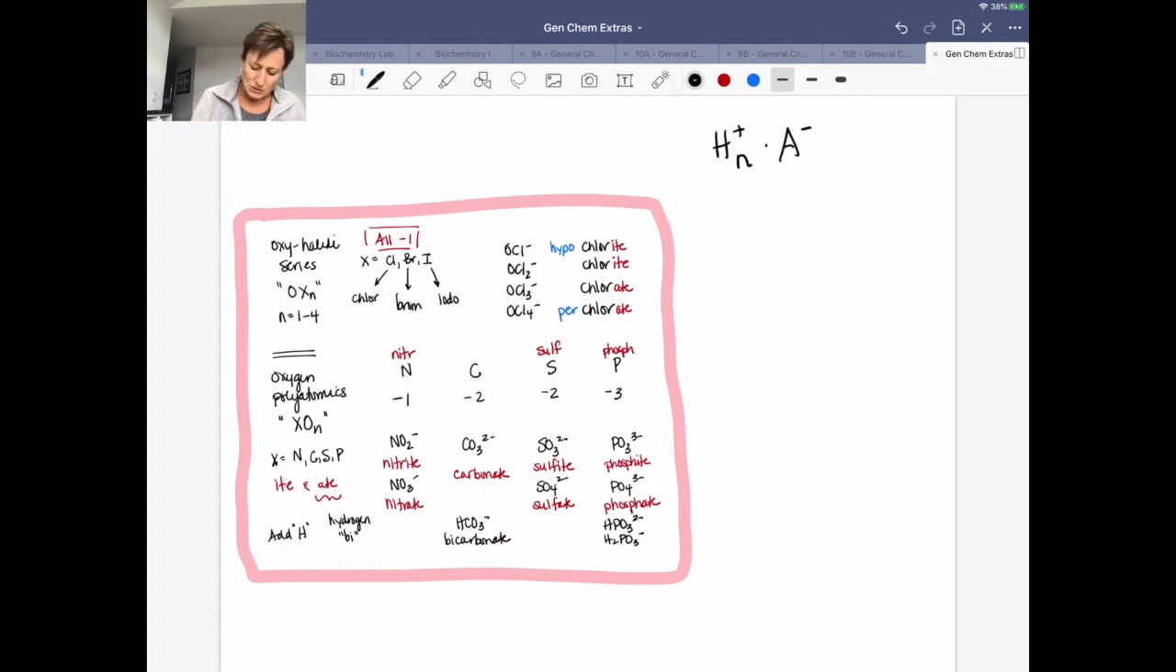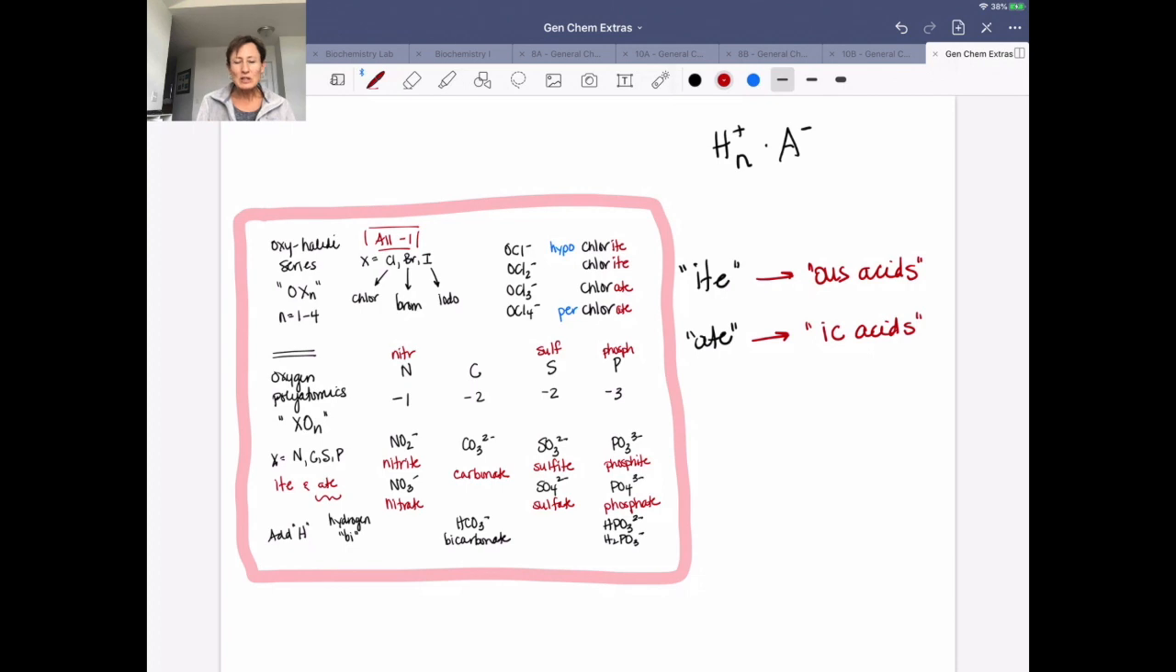So what we need to do is figure out whether there's an ITE or an OUS ending on the acid. So if there is an ITE ending on the anion that we have with the acid, whatever this polyatomic anion is, things like chlorite or hypochlorite, phosphite, sulfite, nitrite, those are going to become OUS acids. And we'll go through a few examples here in a second. If it is an ATE suffix, that's going to become an IC acid.